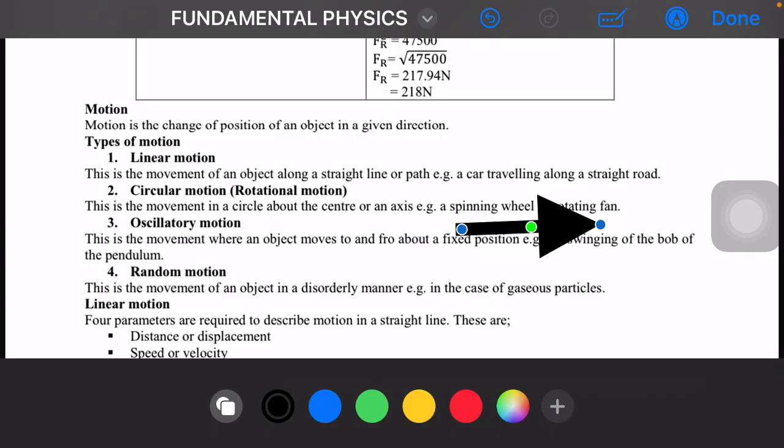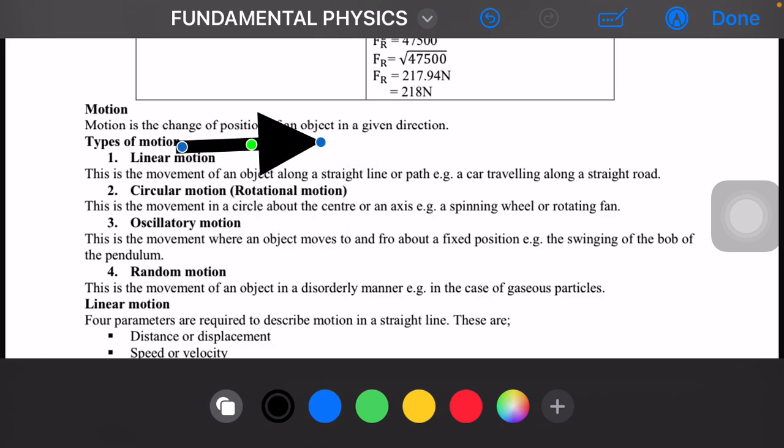In this video we're going to look at motion under mechanics, physics, motion. So quickly, let's define some specific terms which are used in motion. The definition of motion: motion is the change of position of an object in a given direction. What they're simply saying here is motion, the change of position in a given direction.